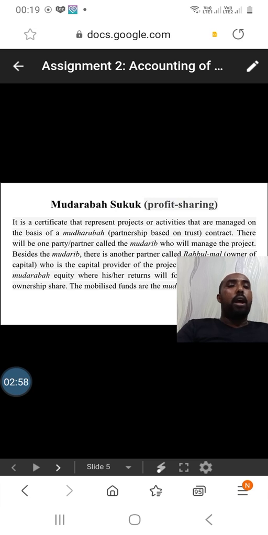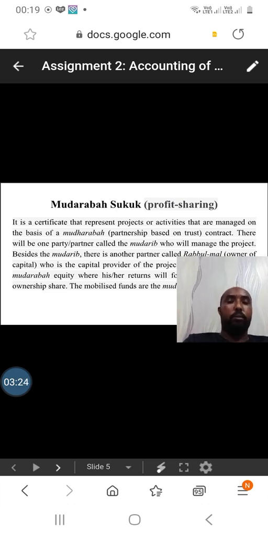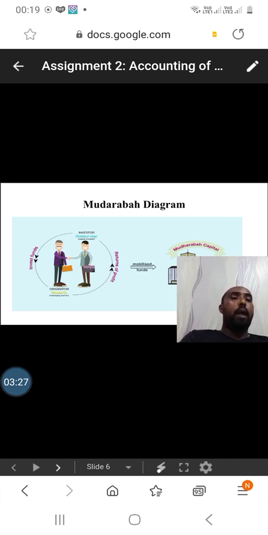In this area, when the investors come, they will choose a Mudarib and recognize the skills that the Mudarib will contribute. The Mudarib will provide skills, and the Rabbul Mal is the one who provides the capital of the business. In the diagram of the Mudarabah, as you can see on the screen, the Rabbul Mal and the Mudarib come together in a contract based on trust, and then the Mudarib will run the business and later they will share the profit based on their own specific terms and conditions of the contract.